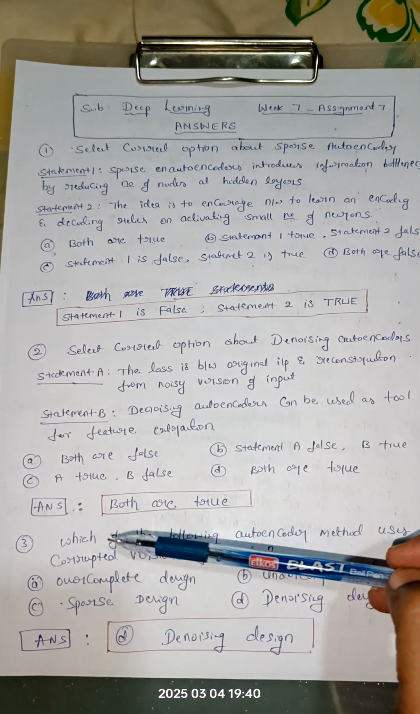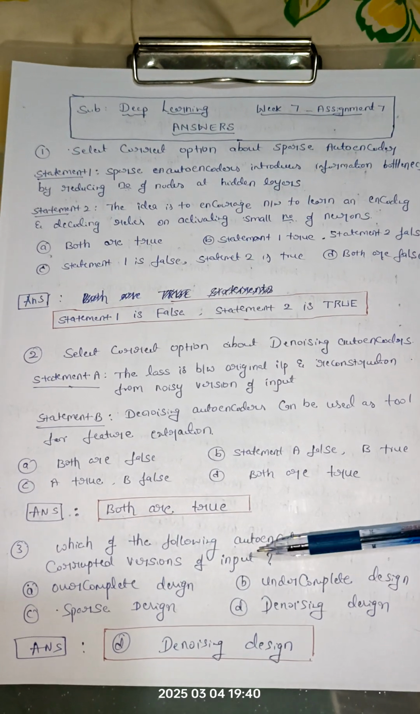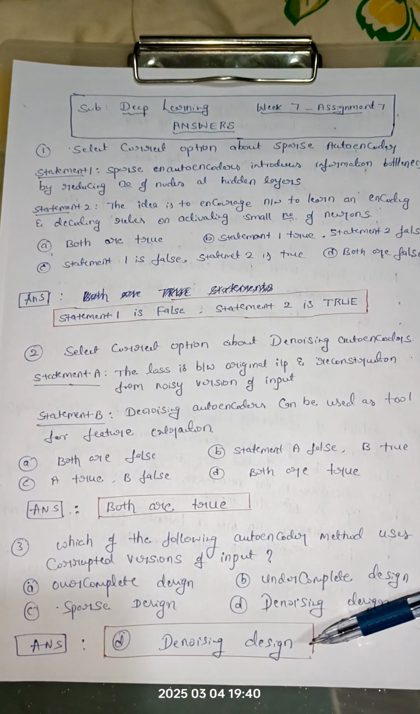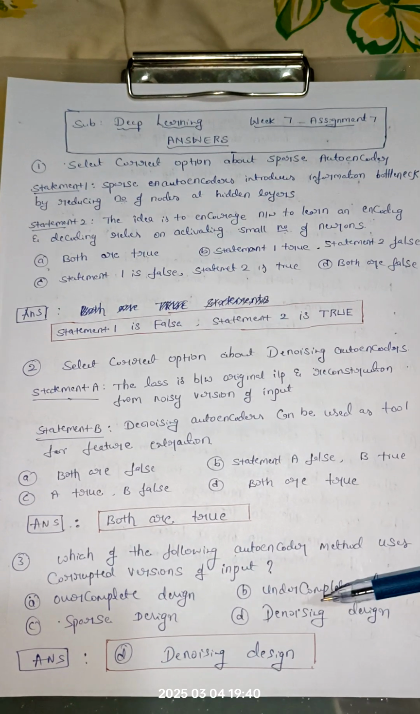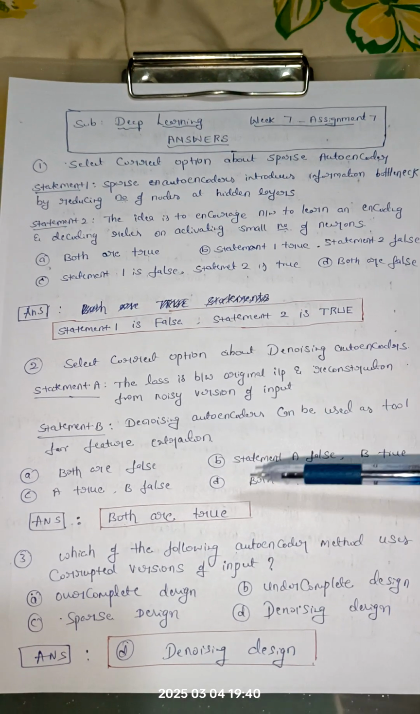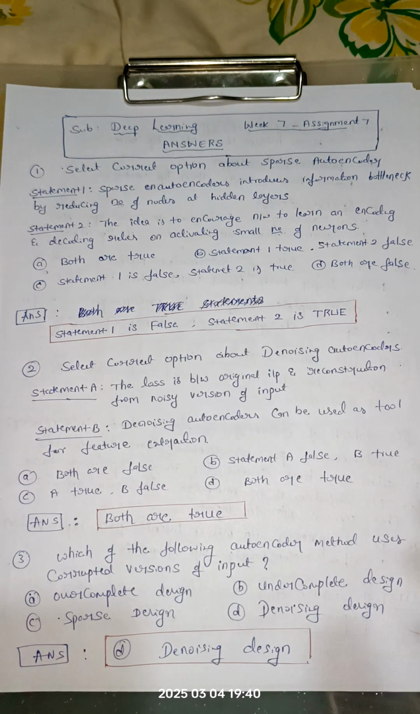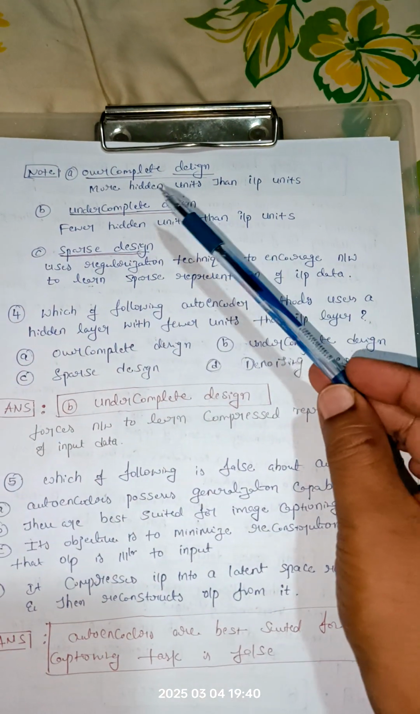Third, which of the following autoencoder methods uses a corrupted version of input? So the answer is denoising design. The denoising design uses the corrupted version of the input, so that at the output it is going to get the uncorrupted version of the input. Similarly, we can observe the other three options.